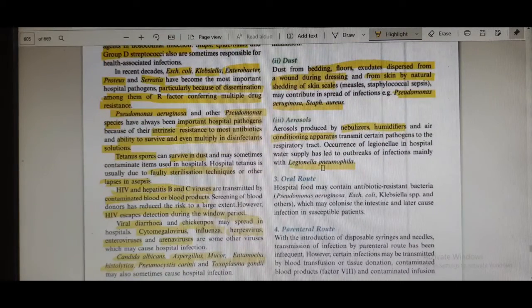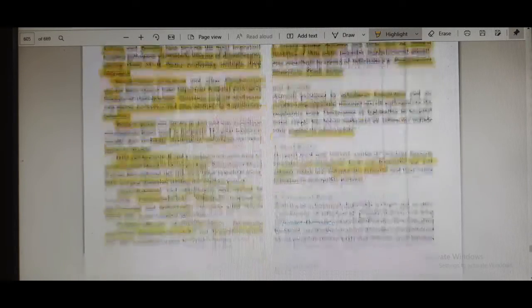Moving to the oral route, hospital food may contain antibiotic resistant bacteria like Pseudomonas aeruginosa, Escherichia coli, Klebsiella species, and others. So these are different microbes that could be spread through the oral route of food. They colonize in the intestine and later cause infection in susceptible patients.